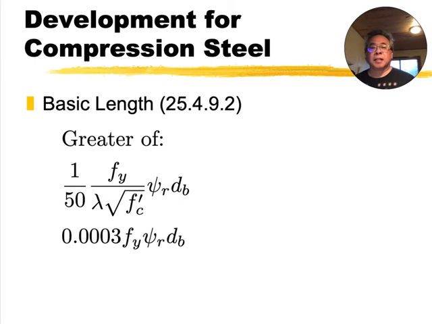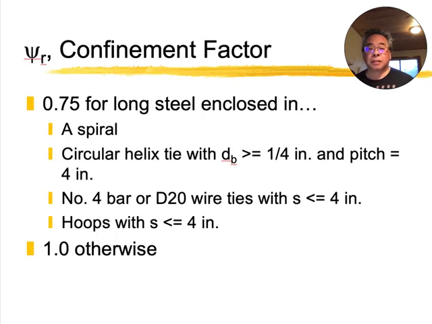Anyway, this lecture is based on the 2019 code. And this is the basic equation for the development length for bars in compression. And it's the greater of these two things. These are all what we've talked about before: the steel strength, the concrete strength, and the lightweight concrete factor. The only thing different is this psi r. And you take the greater of these two things. And so this psi r, or confinement factor, it's either 1.0 or 0.75.